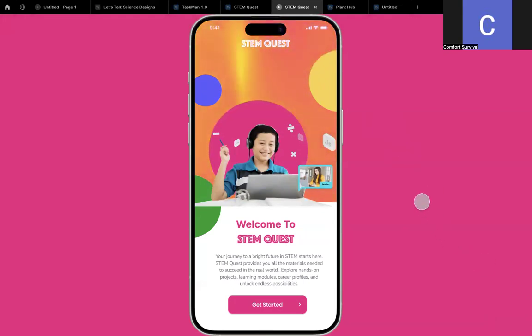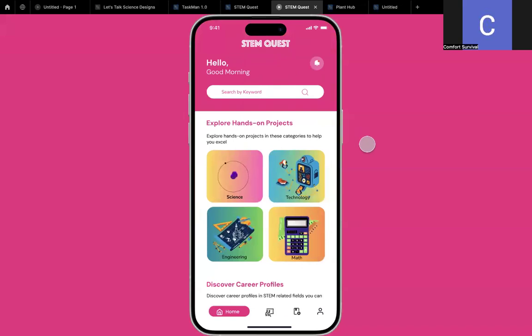STEMQuest is an app for high school students that facilitates the transition into college and beyond. Basically, high schoolers who are about to leave school or looking to rack up experiences, projects, or learn about the real world or careers in STEM that they can aspire to. STEMQuest helps with all of that. To get started, users are prompted to click the Get Started button to see what they have to explore.